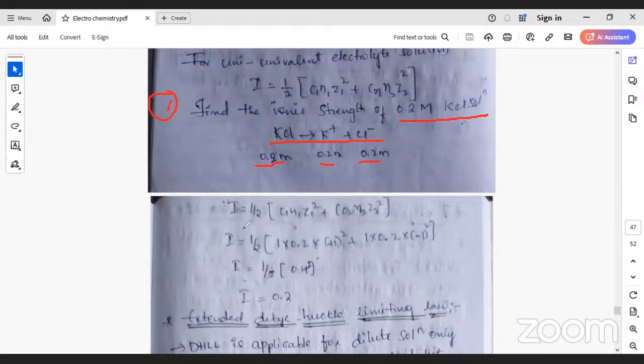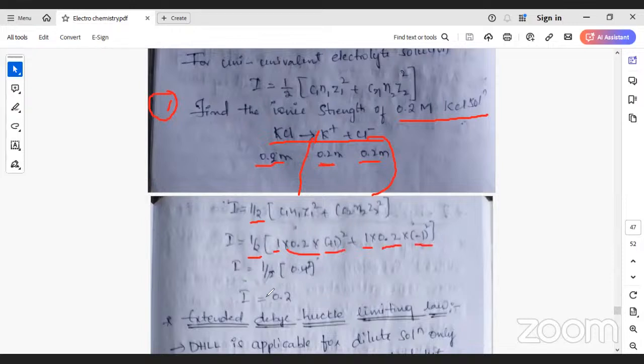Therefore, now the ionic strength equation: I is equal to 1 by 2 of C1 N1 Z1 square, which belongs to K plus, plus C2 N2 Z2 square, which belongs to Cl minus. That is 1 by 2 into the number of moles of K, which is 1 only. The concentration of K plus is 0.2, and the charge of K plus is plus 1, so plus 1 square. Similarly for Cl minus, the number of moles is 1, the concentration is 0.2, but the charge is minus 1 square.